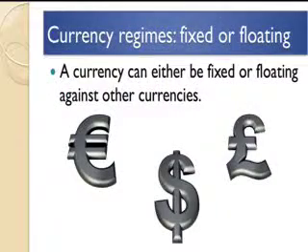Right, as we've just said, currency regimes come either as fixed or as floating. And this is an either or. It's either fixed or it can be floating. Now, governments do intervene in floating regimes. We'll look at that a little bit later, but let's just get the basics sorted.